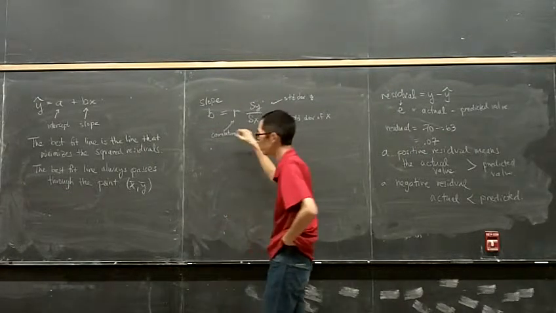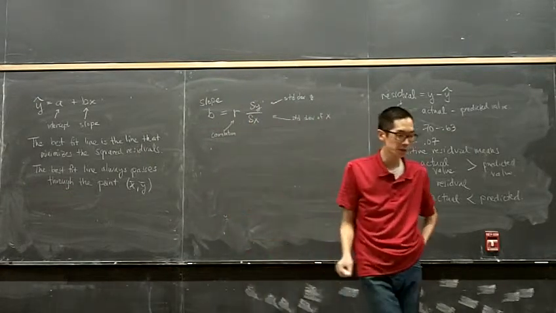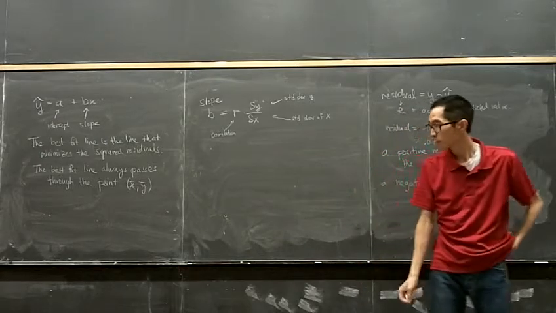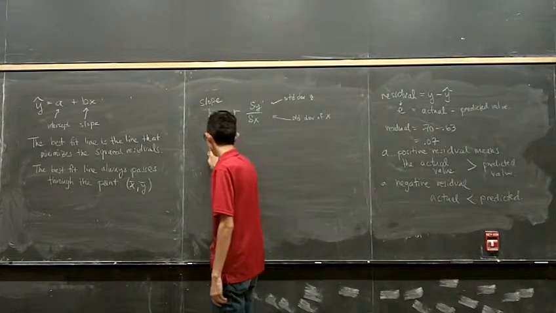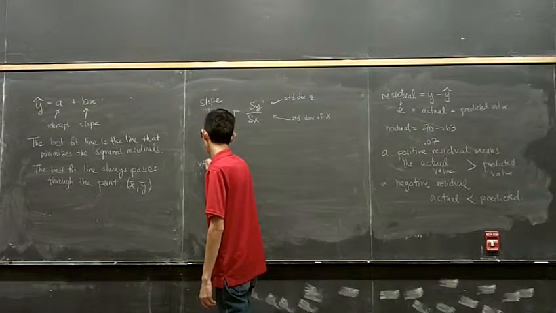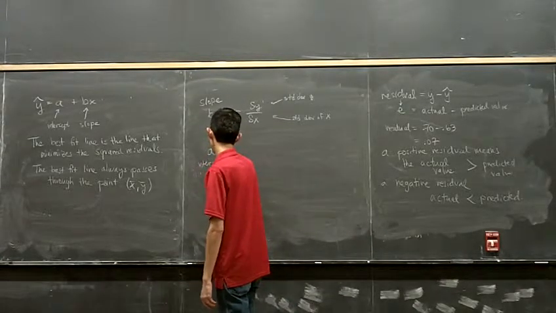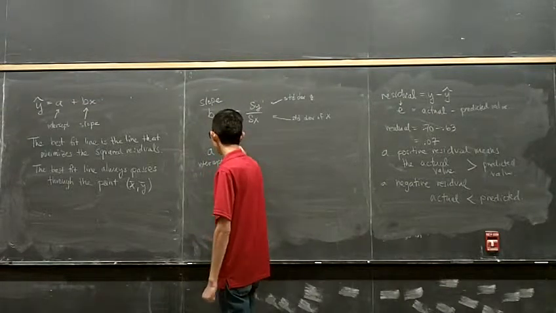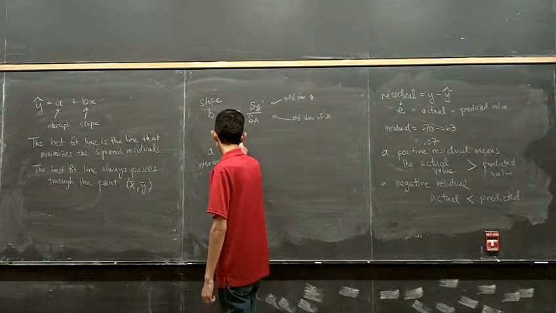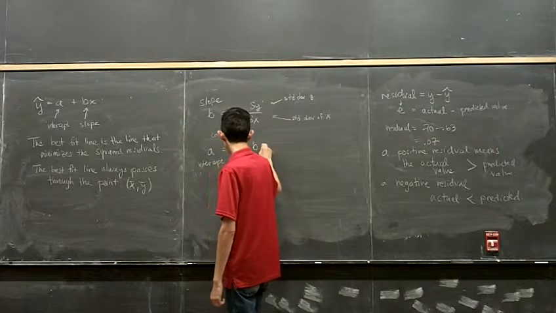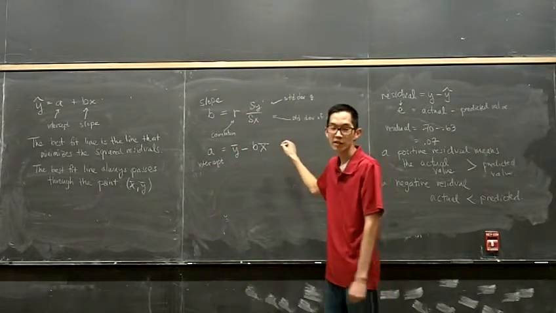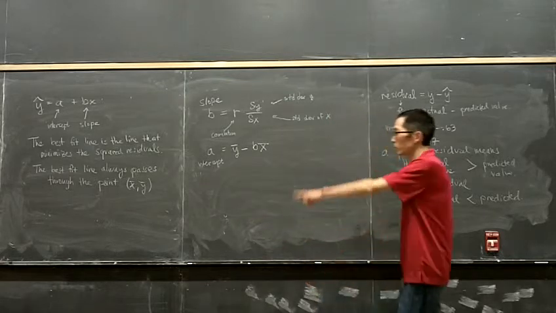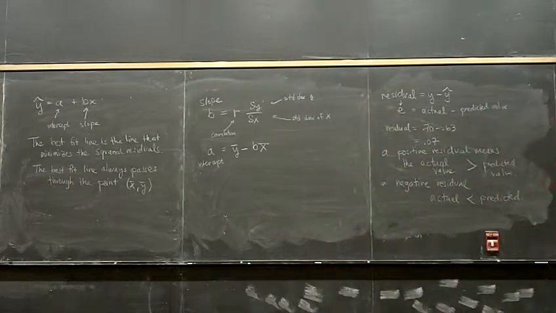And we plug all those numbers in and we get b, which is the slope. And a is my intercept. That's going to be equal to y bar minus b times x bar. And this ensures that it runs through the point x bar, y bar.